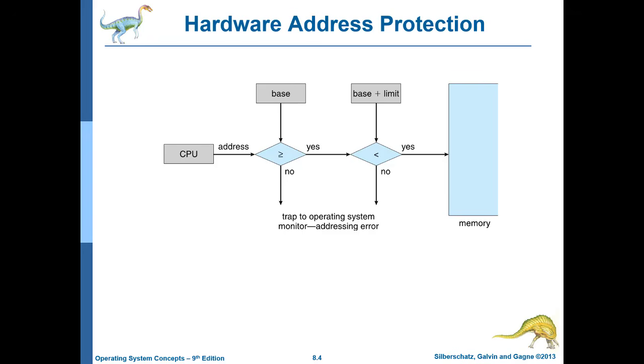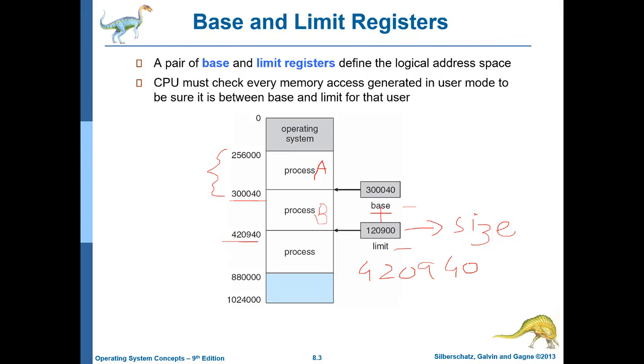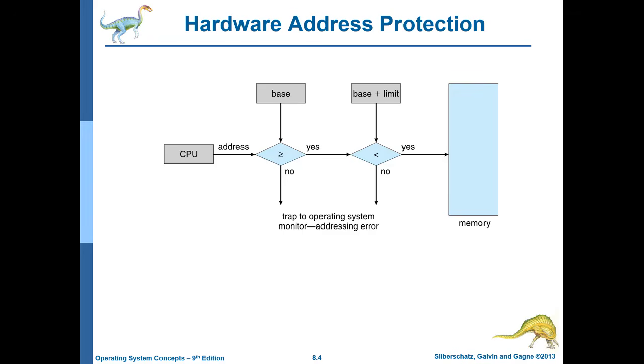Similarly, if it is greater than the base address, then the next check is whether it is less than base plus limit, which means that we make sure it is not in the next process or some other part of the memory, it falls within process B. If true, then we will get access to the memory address. If it is false, then we will trap to the operating system monitor, and this will result in an addressing error.